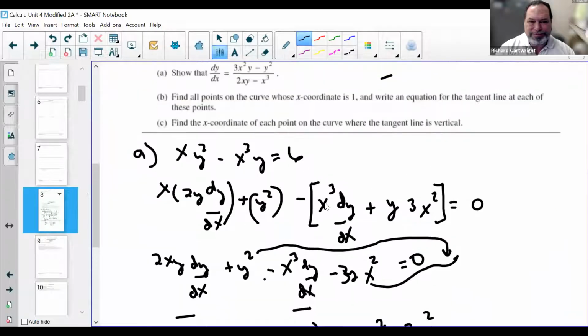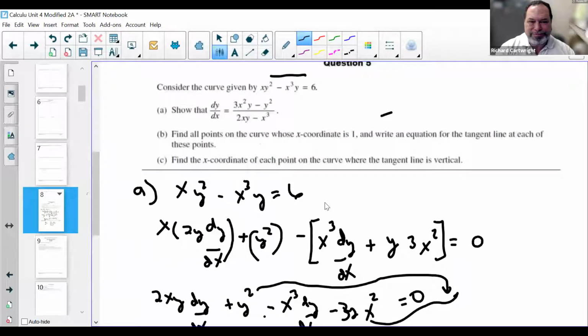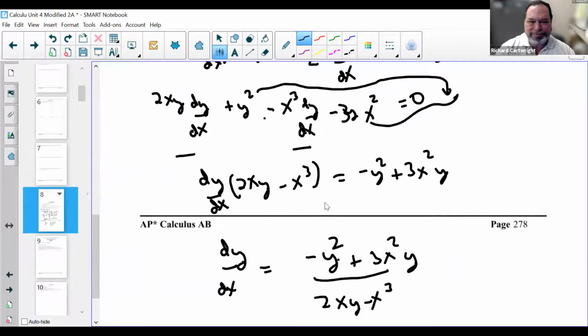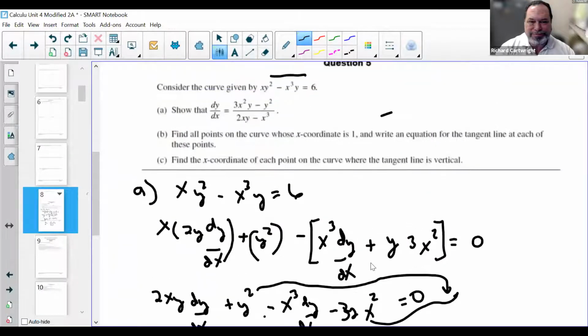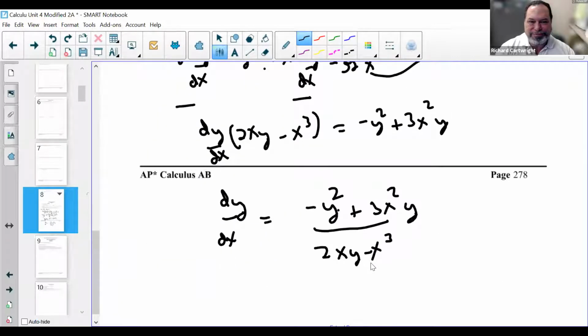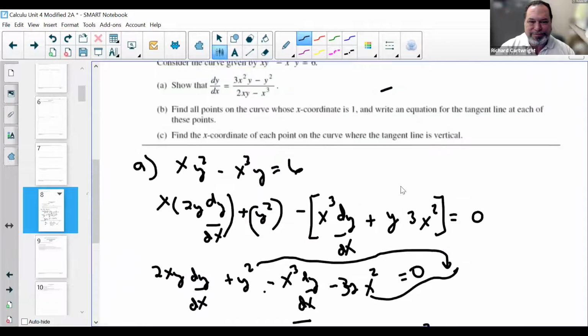Let me scroll up. 3x squared y minus y squared. Do I have that? 3x squared y minus, yeah, the order is just different. 3x squared y minus y squared, that's what he had. And then he has 2xy minus x cubed. So it looks good other than changing those two around. So what you would say to the reader, you go, check, it looks good. You can move it around if you want to make it look exactly the same, but it's the same.